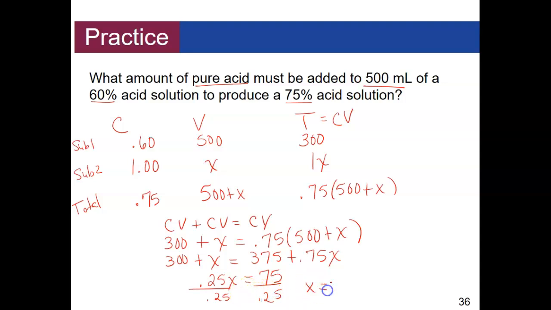And x is going to be 300, and that's going to be milliliters.